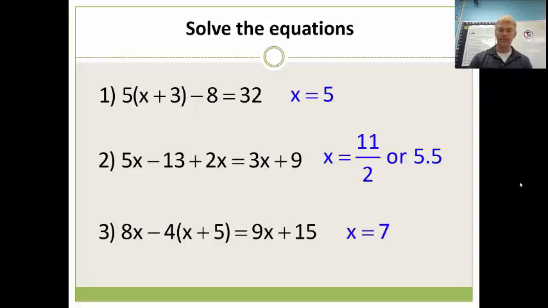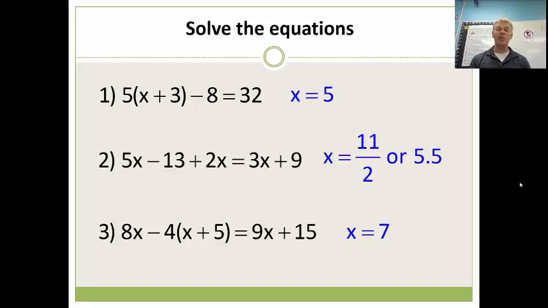Let's see how you did. Hopefully, for the first equation, you saw there's parentheses and like terms on the same side, and you got x is equal to 5. In the second equation, we can see we have like terms on the same side and variable terms on both sides. And you got either 11/2, which it's okay to leave as an improper fraction, or 5.5.